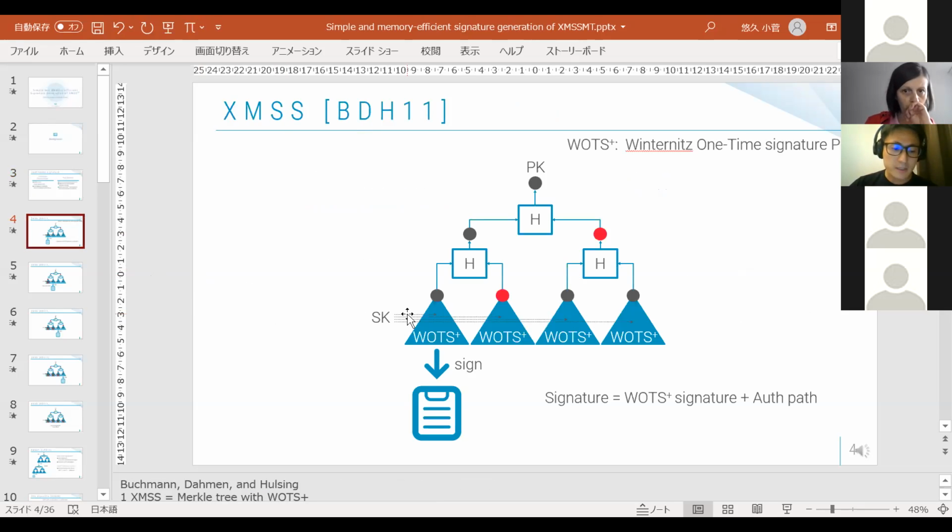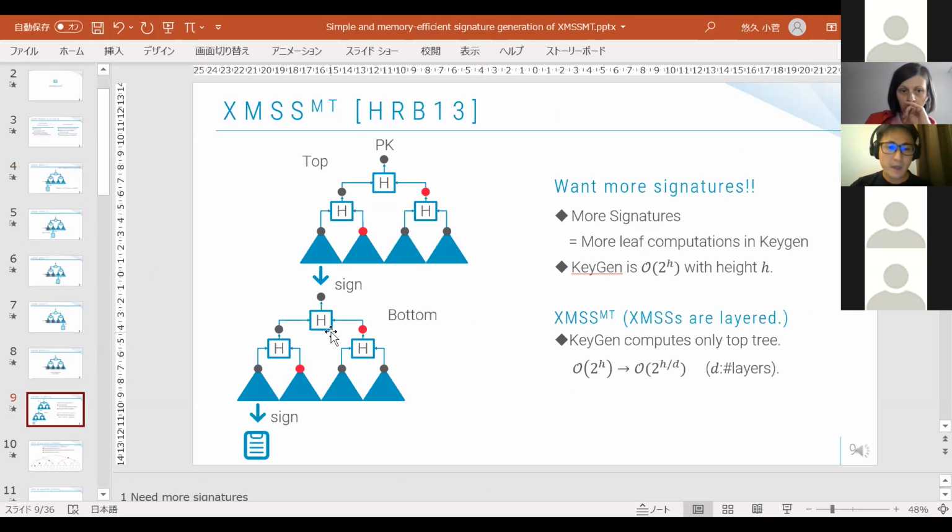In short, XMSS is a Merkle hash tree in which each leaf is used for a one-time signature. And XMSS-MT is a layered XMSS. It has multiple trees like this. If this scheme is naively implemented, the signature generation requires exponential time with respect to the height of trees.